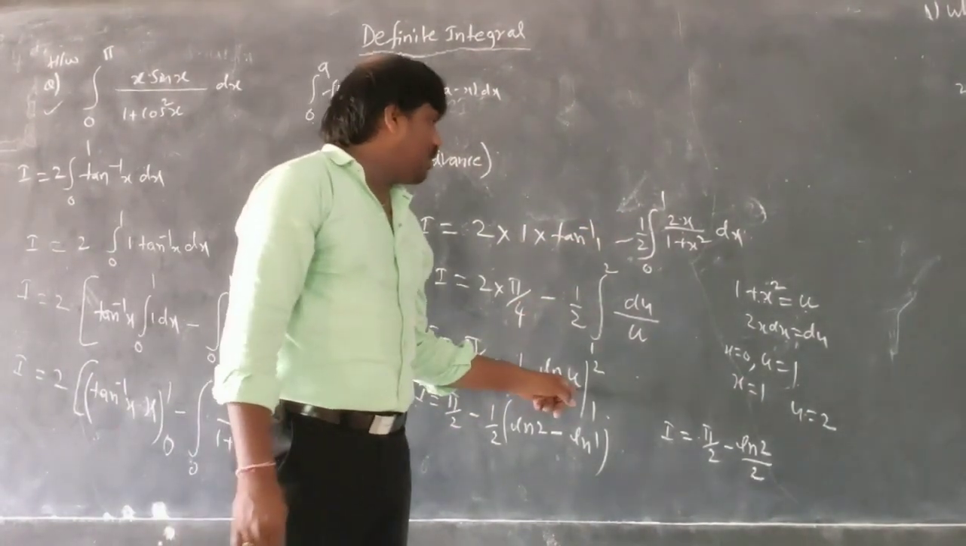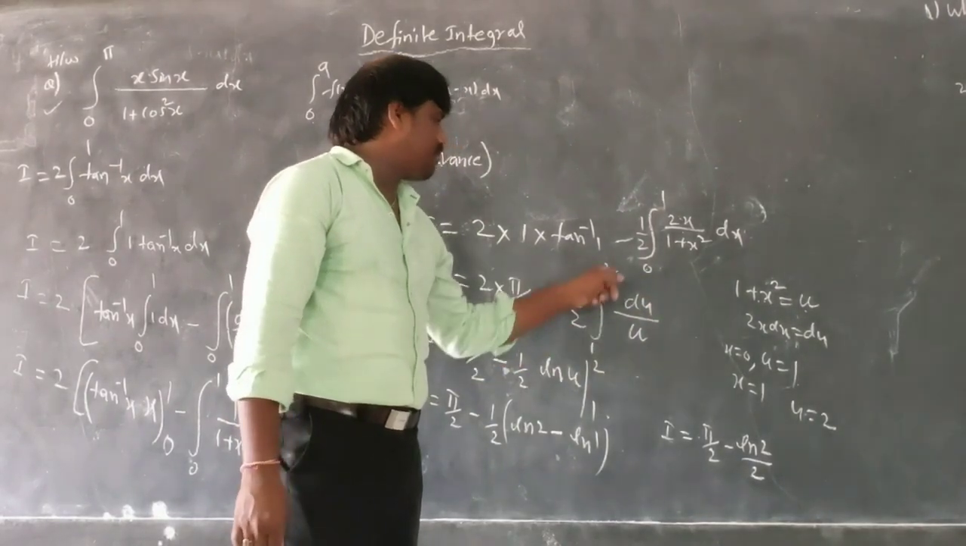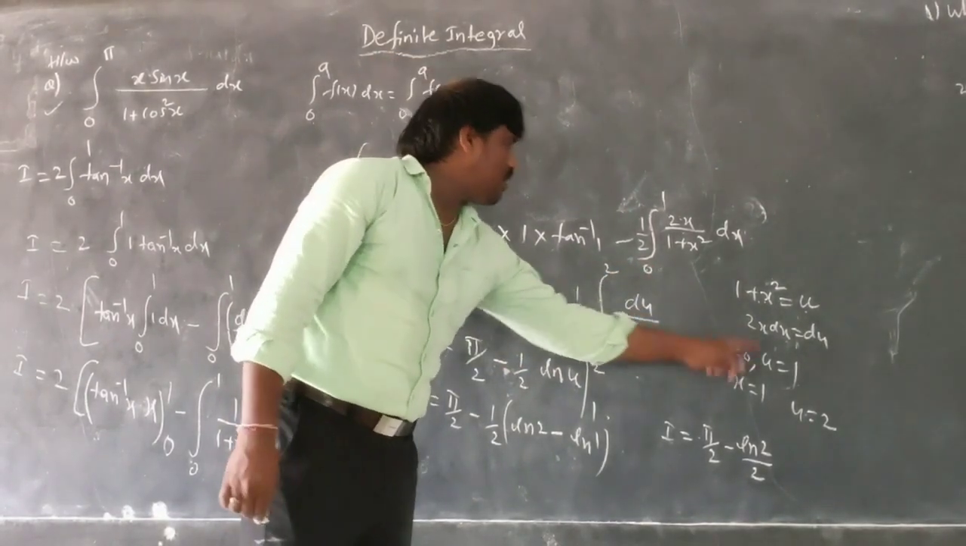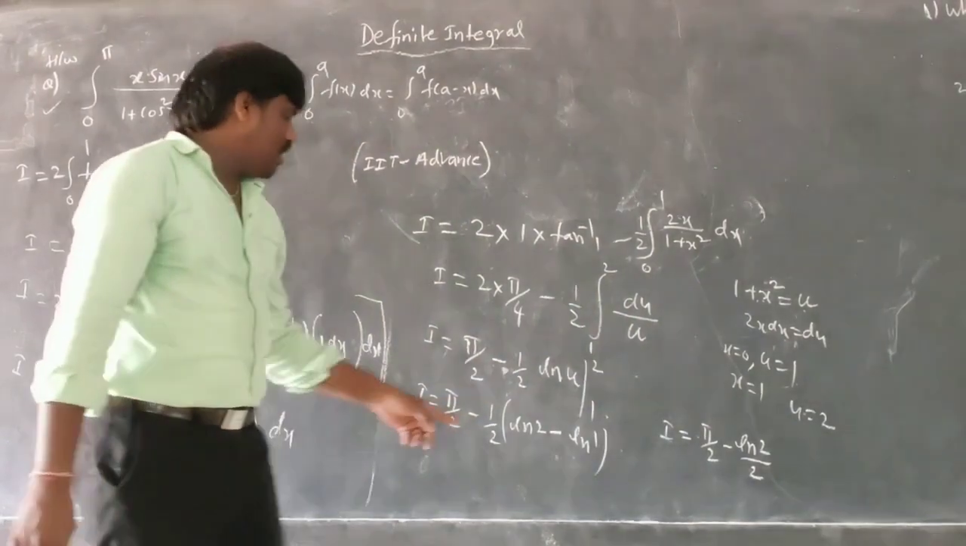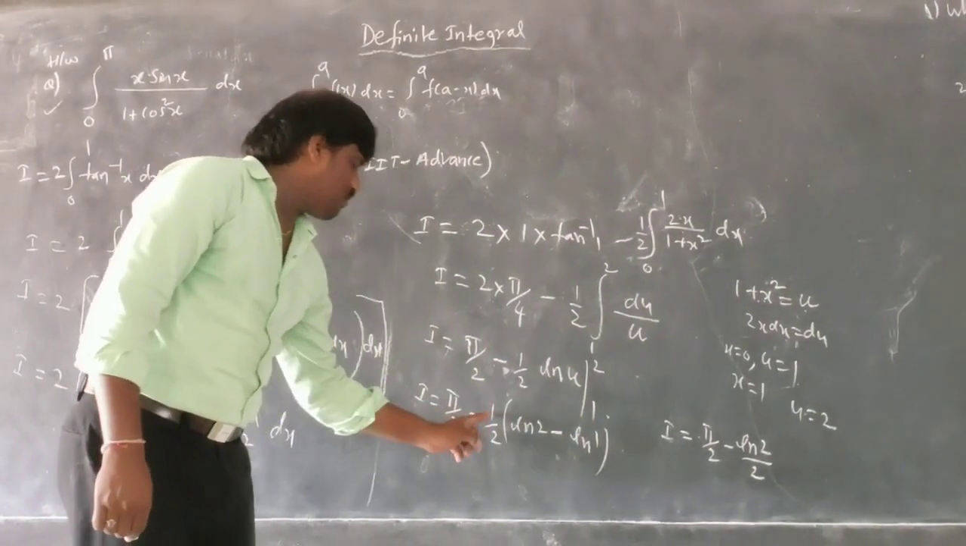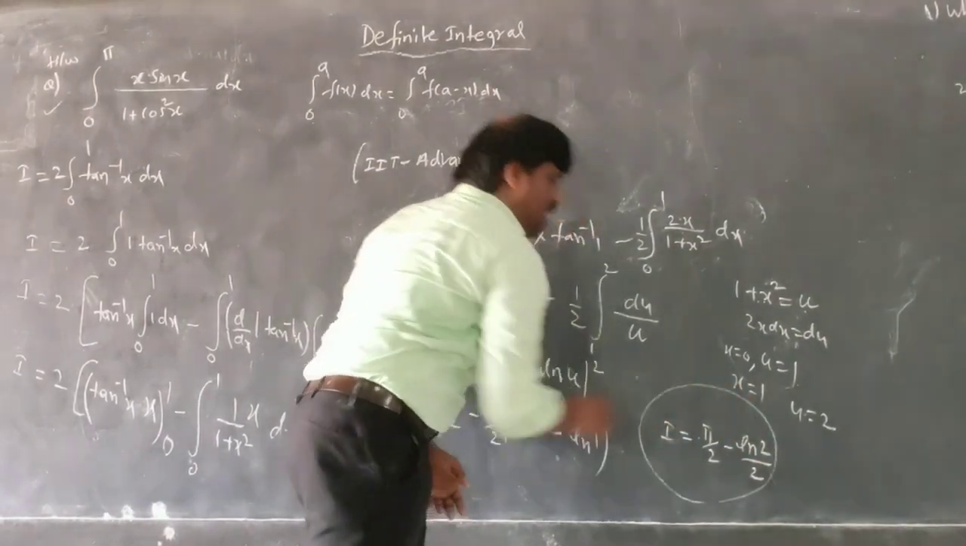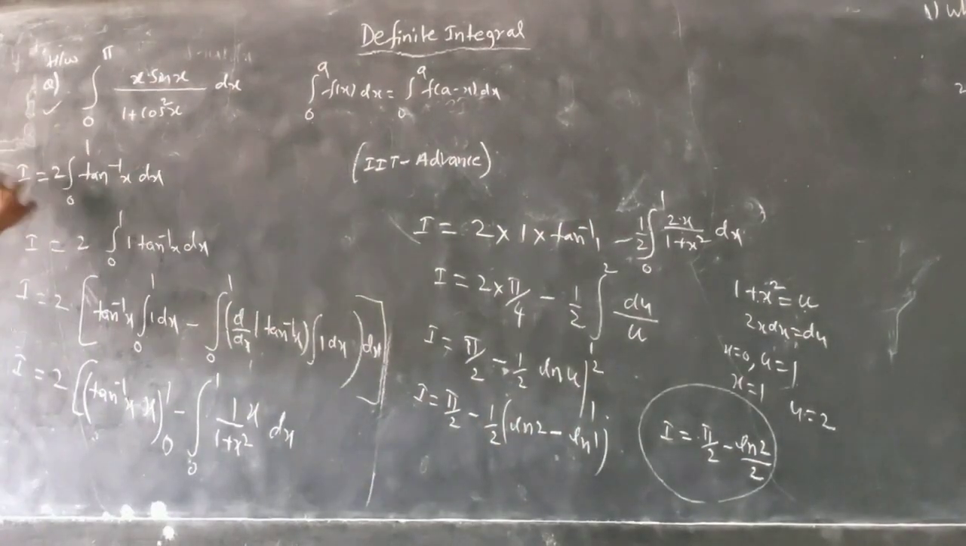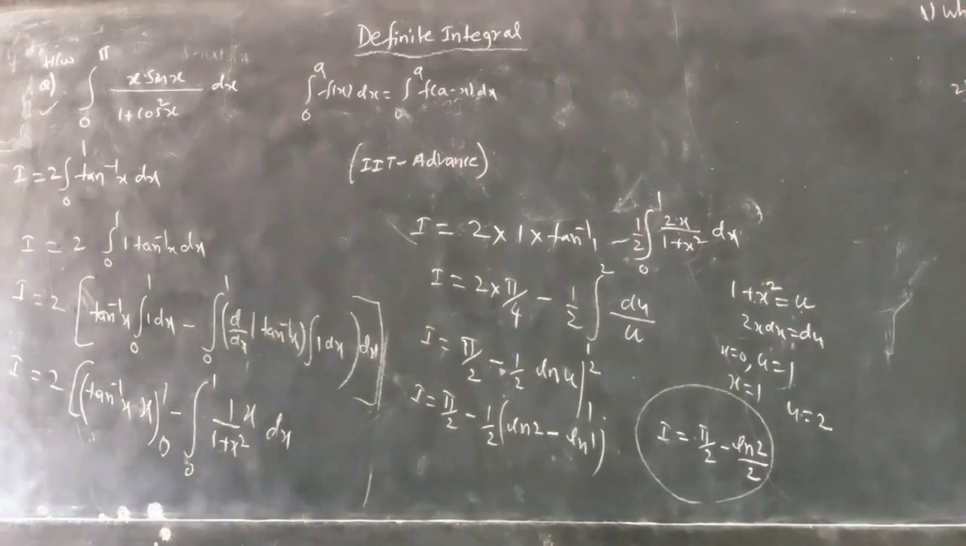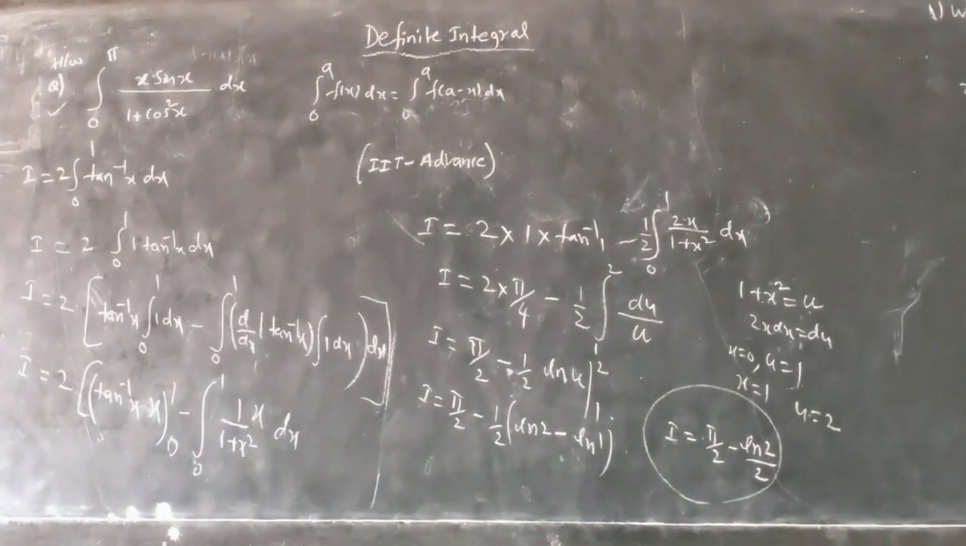I got ln u, and I substituted 0, for which you got 1, and 1, for which you got 2. ln 1 is 0, so it is 1 by 2 ln 2. So this is your final answer. This is the answer for this advanced question. Hope you understand. Next question I will solve.